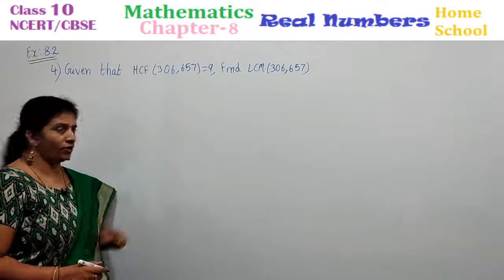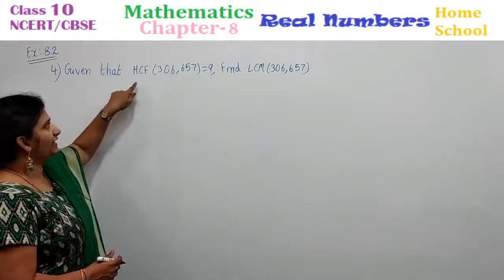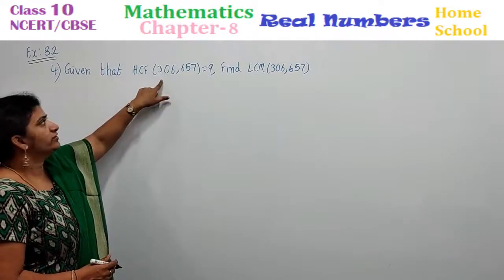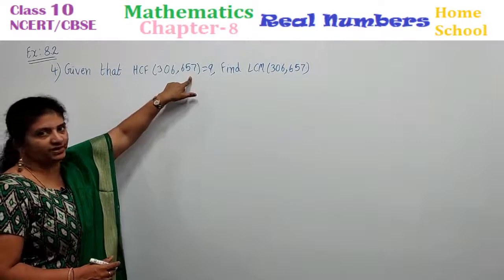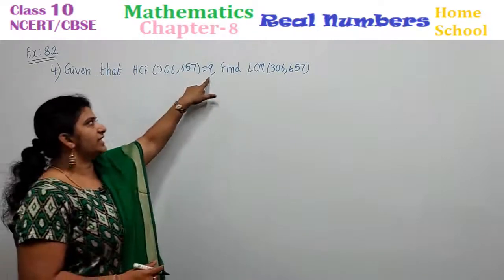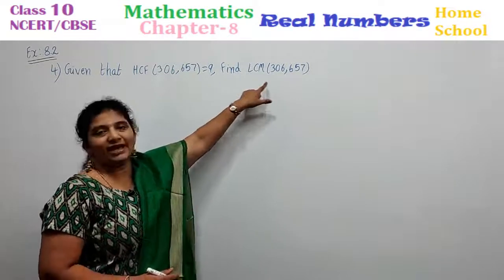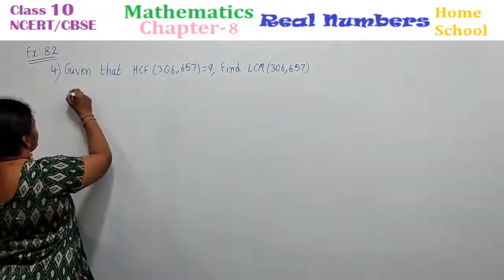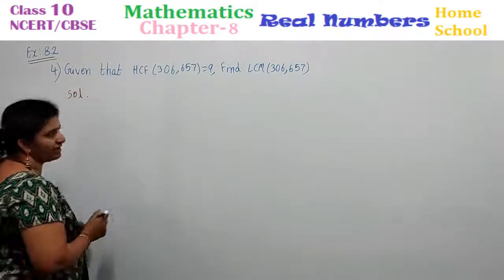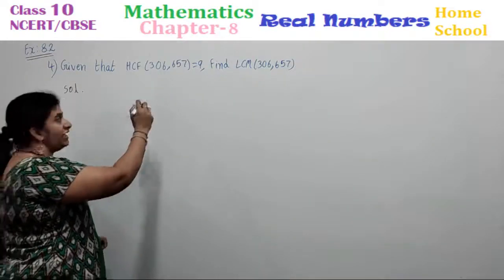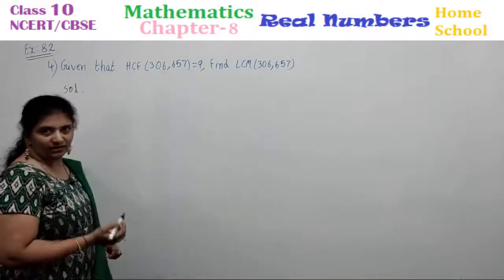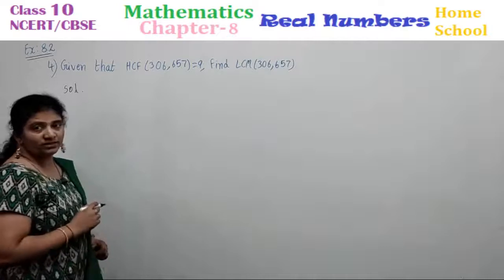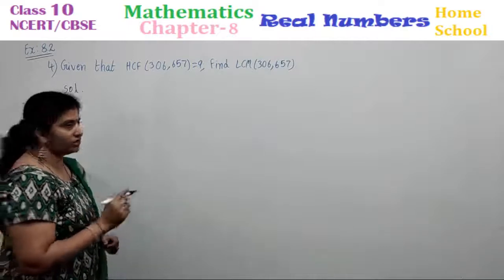Let's see the fourth problem. Given that HCF of 306, 657 is equal to 9. Find LCM of these two numbers. So, let's start our solution. How can we find this, children? They have given that HCF of two numbers is 9. And we know the two numbers. Find the LCM is your question.